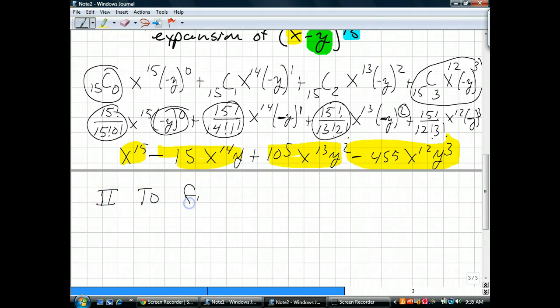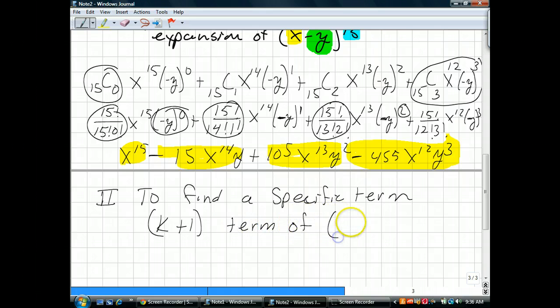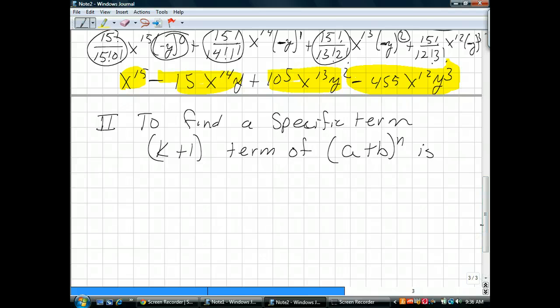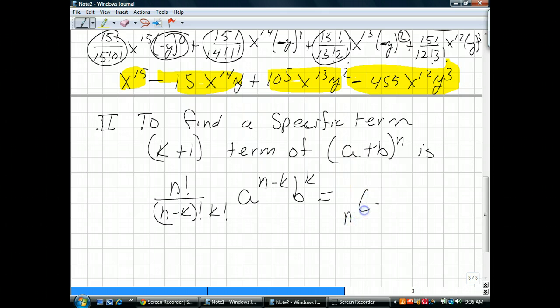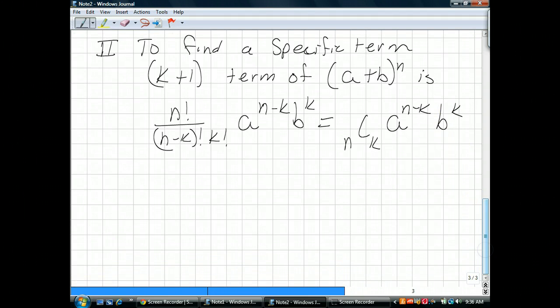So, to find a specific term, the k plus 1 term of the expansion of a plus b to the n is always found by n factorial over n minus k factorial k factorial, a to the n minus k, b to the k. Or we could write that in combinations like this. So both of those say the same thing. One's just written in combination form.